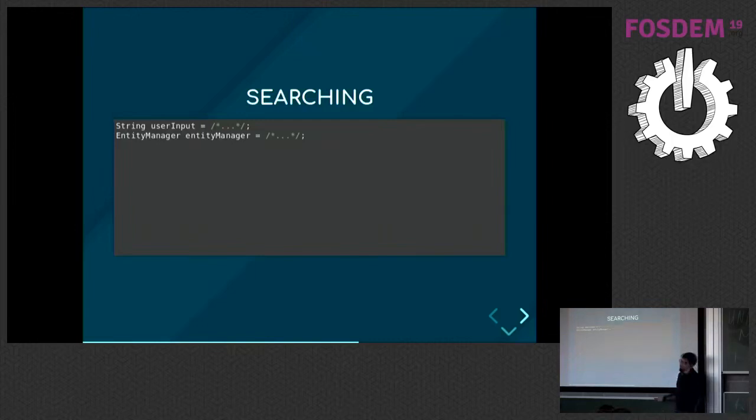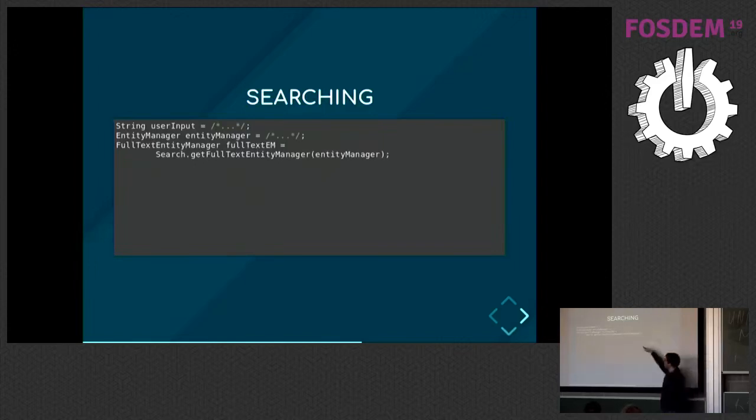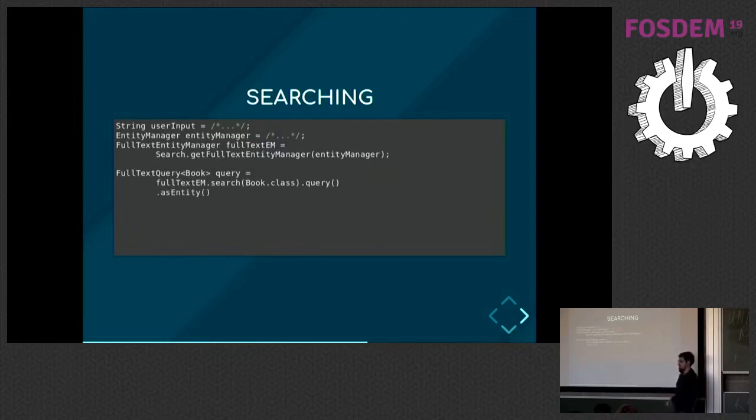But it's also nice to have a Java type-safe API. So that's what we offer here. By taking the user input and the entity manager, which is the entry point to the Hibernate ORM API, you can extract the Hibernate Search API. So you create a full text entity manager. From there, you can create a query. You will say, I want to search on the book class, and I want to create a search query. Then you'll say, I want the results as entities, and that's where it gets interesting.